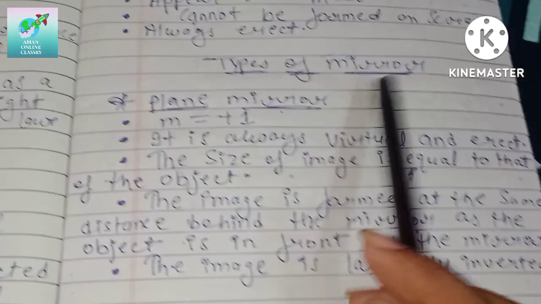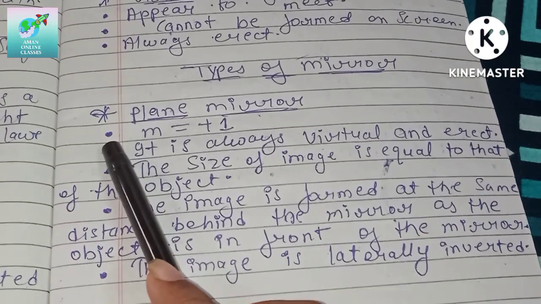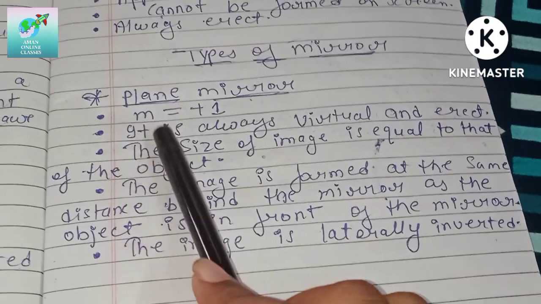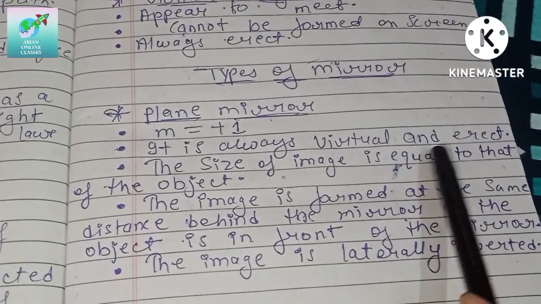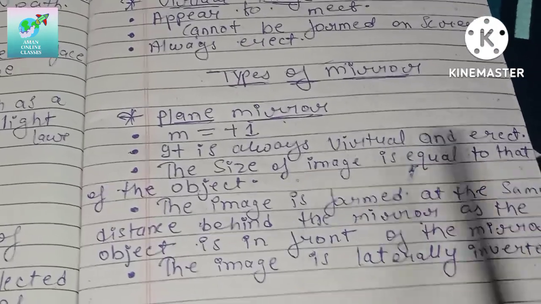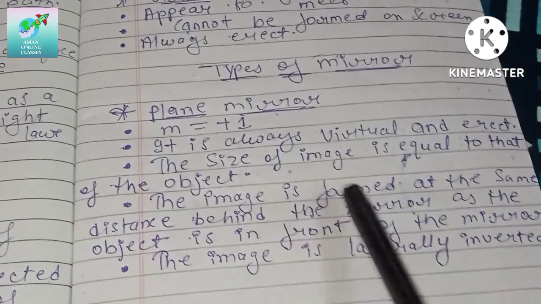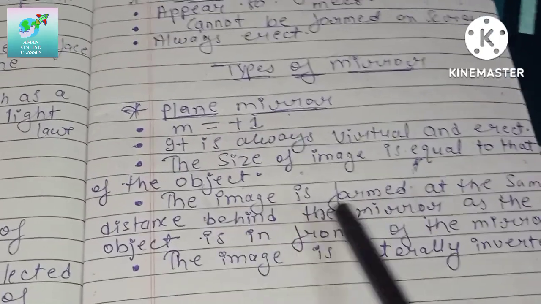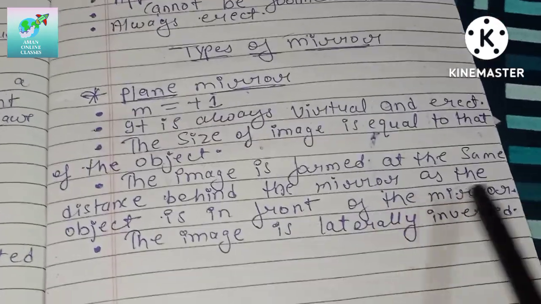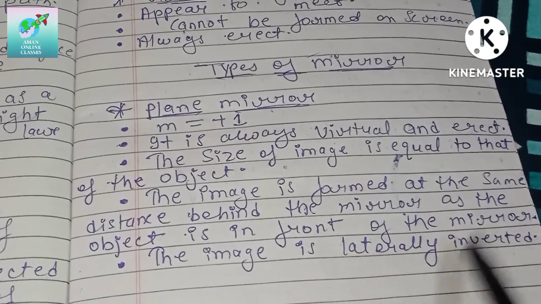There are two types of mirror: plane mirror and spherical mirror. Plane mirror. Point number 1, magnification is equal to +1. Point number 2, it is always virtual and erect. Point number 3, the size of the image is equal to that of the object. Point number 4, the image is formed at the same distance behind the mirror as the object is in front of the mirror. Point number 5, the image is laterally inverted.